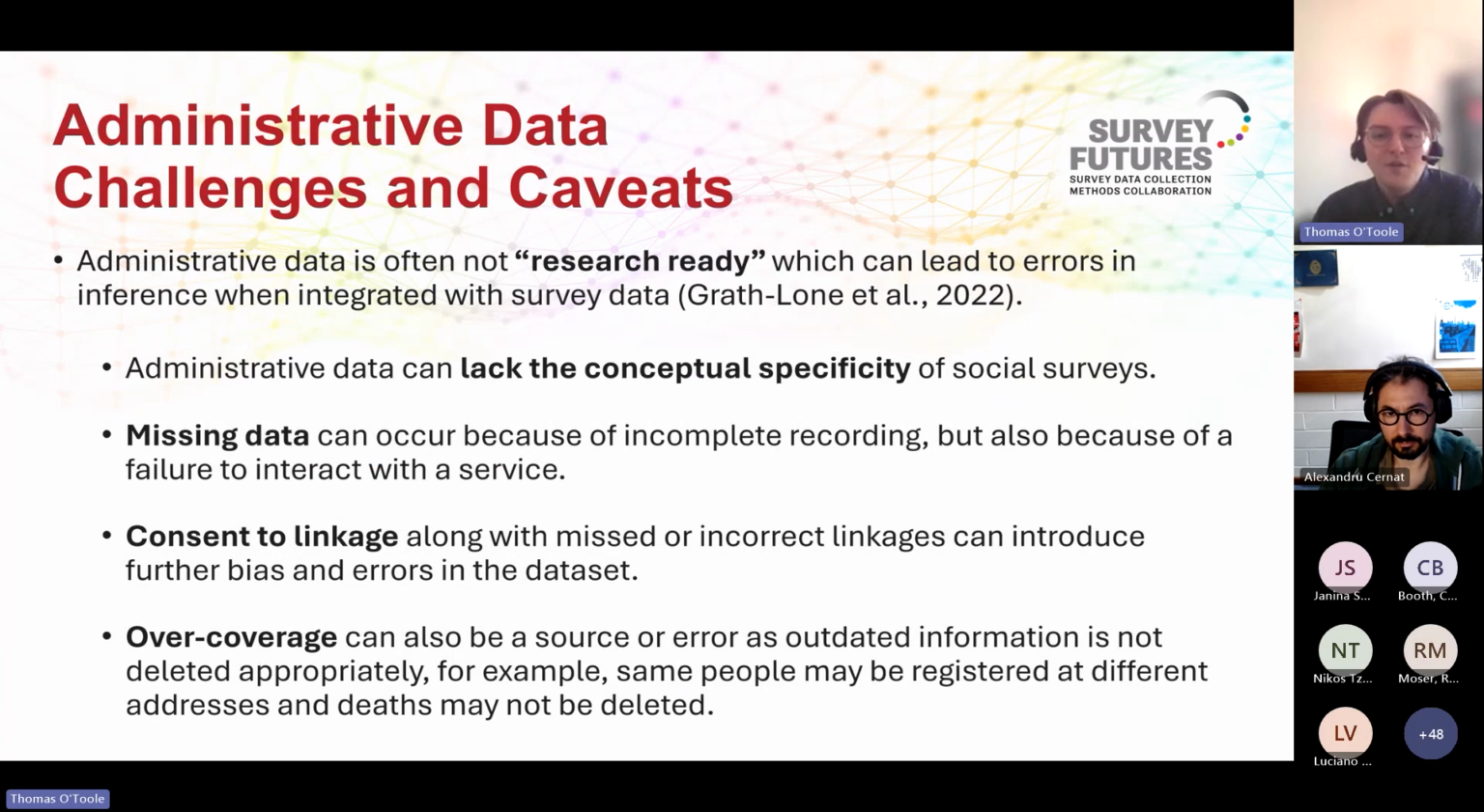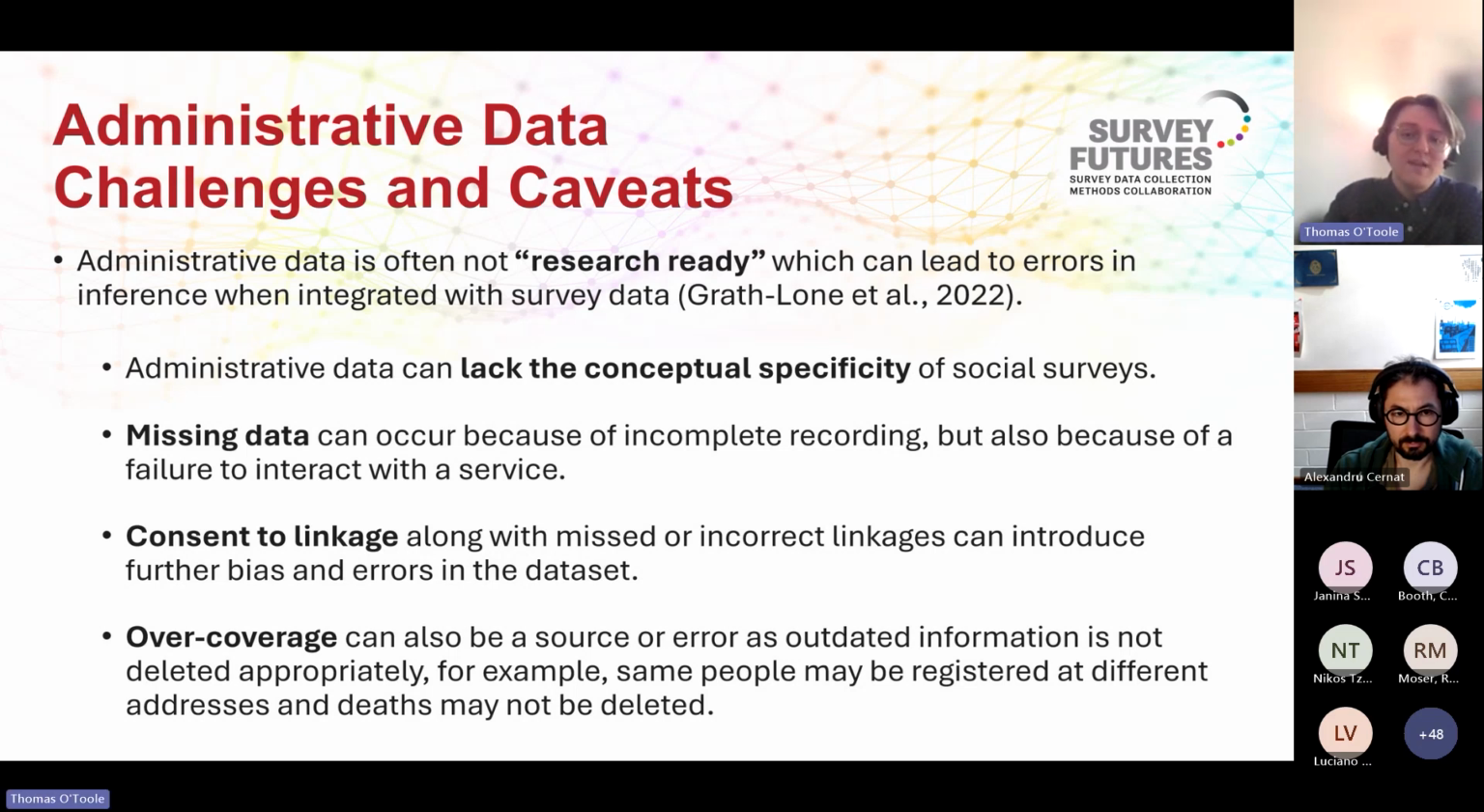There are, though, a few caveats to keep in mind when working with linked admin and survey data. These are quite general, as each linkage often has its own sources of bias and error. But admin data can lack the conceptual specificity of social surveys. This data is not often collected for research purposes, and so it's not usually designed to capture attitudes and behaviours the same way a survey would be.